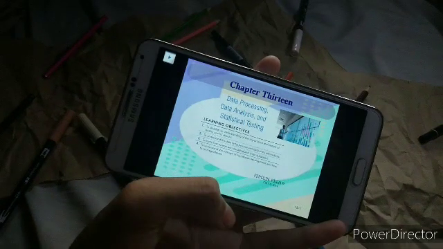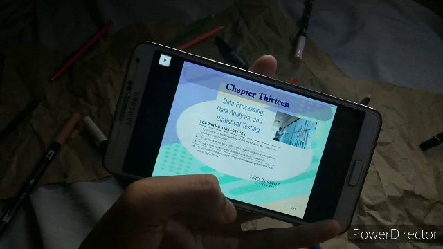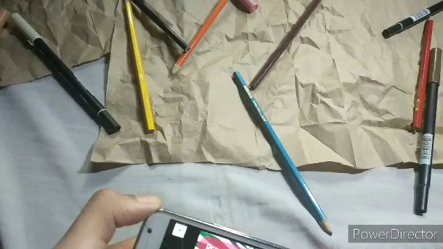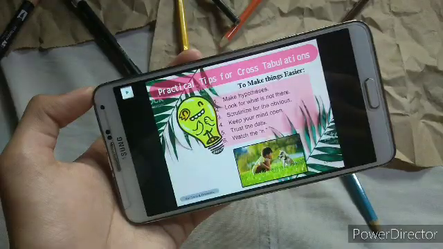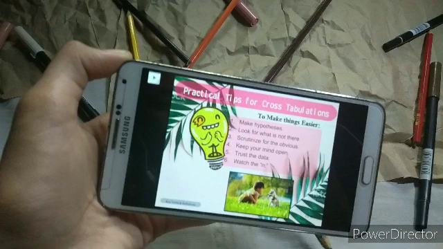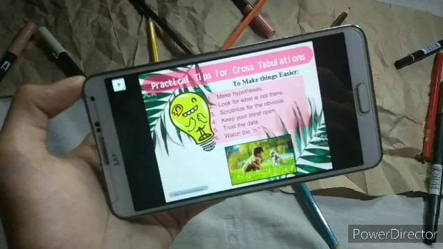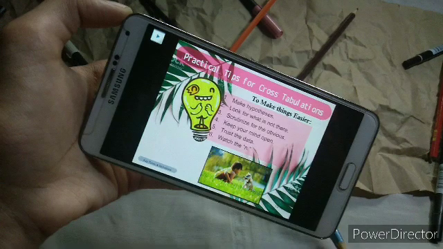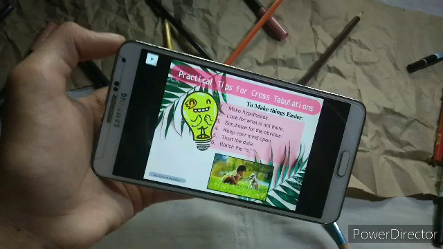Let's talk about the data processing, data analysis, and statistical testing. So now let's go for the practical tips for cross-tabulations. To make things easier, first, make a hypothesis. A hypothesis is an educated guess that gives you a basis for the data and the possible outcome.